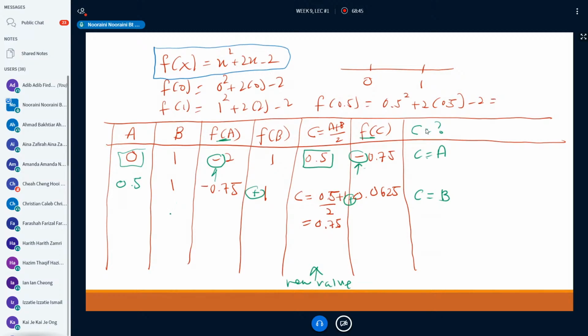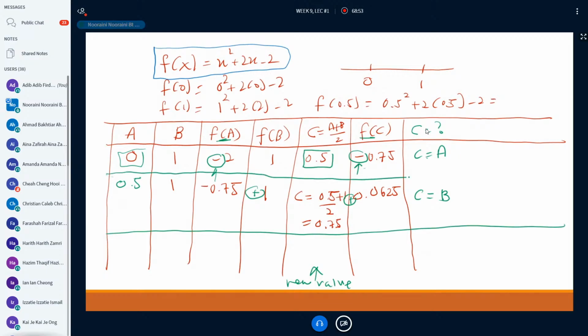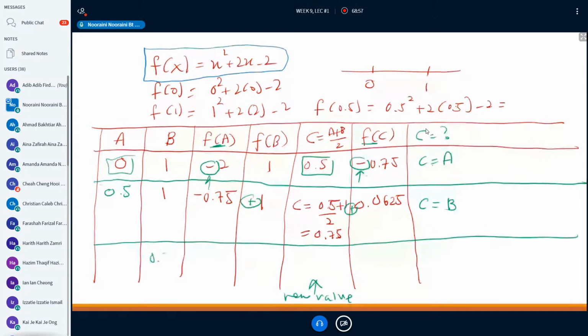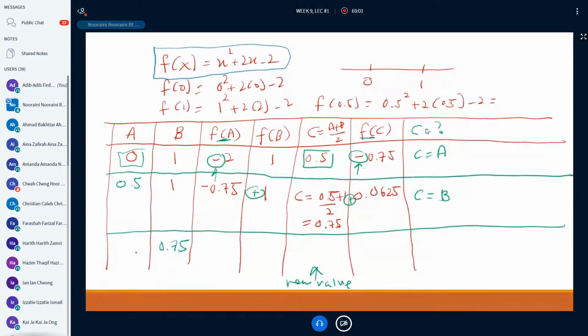So now B changes in the third row. Now this becomes 0.75 while A maintains 0.5. Since A is maintained, just take its value, negative 0.75, because you don't change it. But now B is 0.75, and FB is 0.0625. So you repeat this process until you satisfy the condition. The condition said the root must be equal to one decimal place. Here you have 0.5 minus 0, it doesn't matter whether 0 or 1.